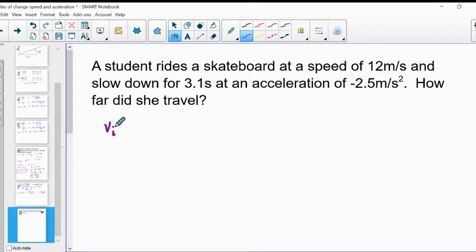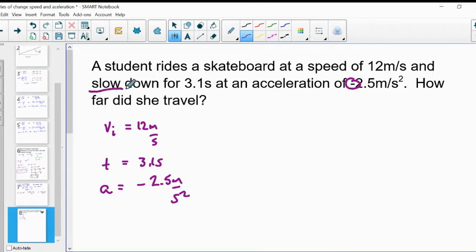I see that I have an initial velocity of 12 meters per second. I have a time, or it's a delta t if we want to look at it that way, but I'm going to call it a time of 3.1 seconds. And we have an acceleration of negative 2.5 meters per second squared. Now let's be very careful what this negative means. We have a negative acceleration, and what that means is that we are slowing down. When it's a positive, it speeds up. So a negative acceleration means that we are getting slower, and a positive acceleration means that we're getting faster.